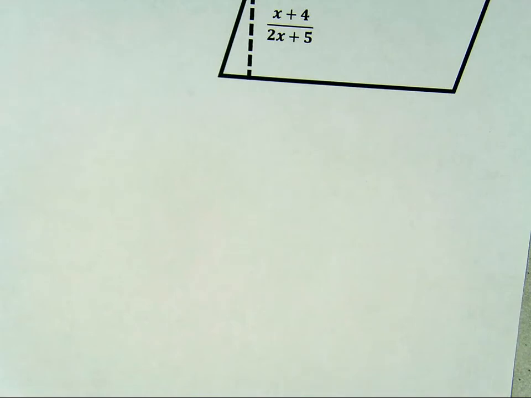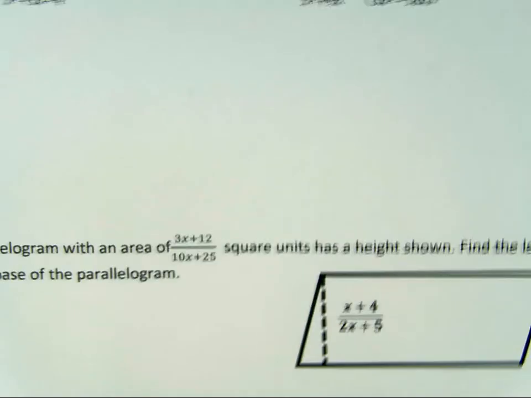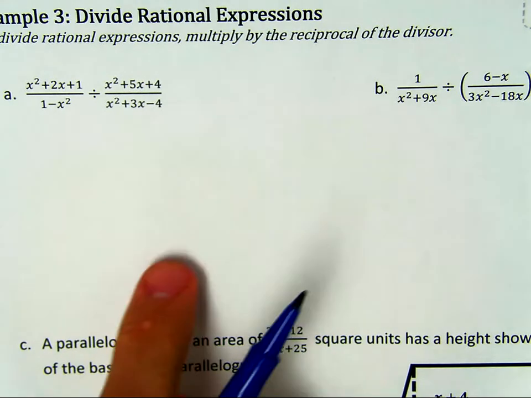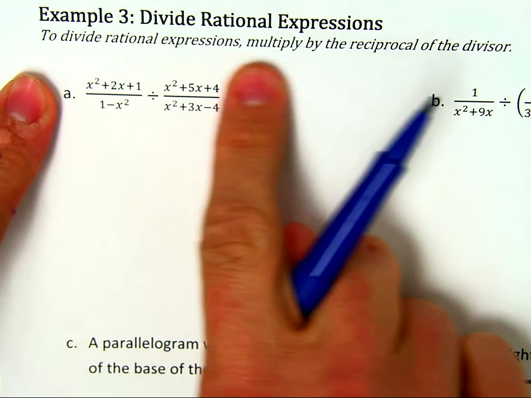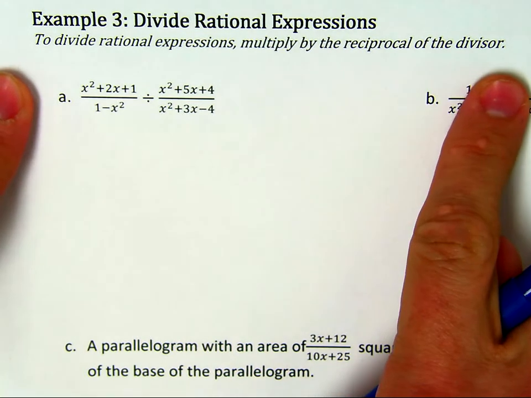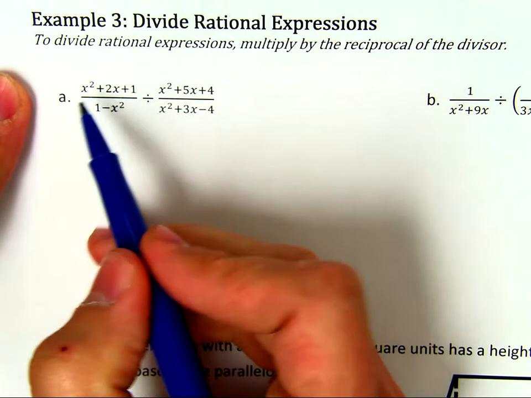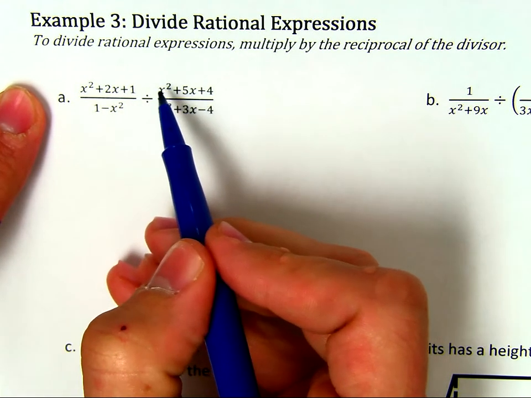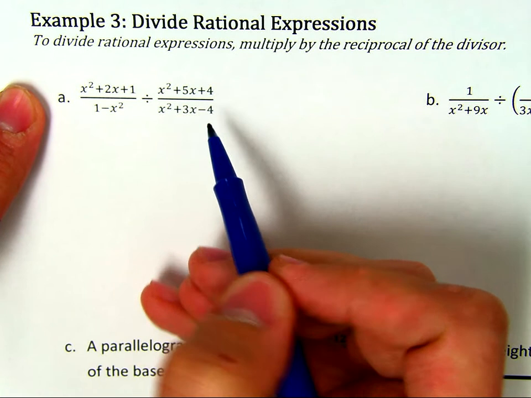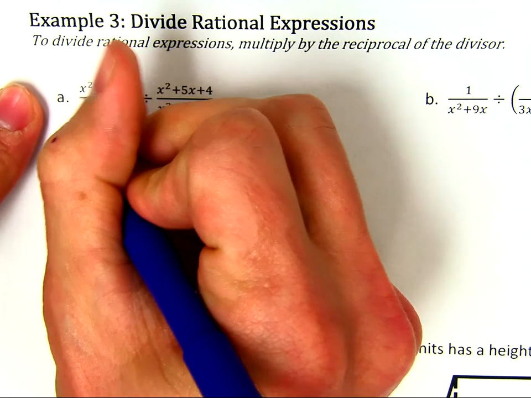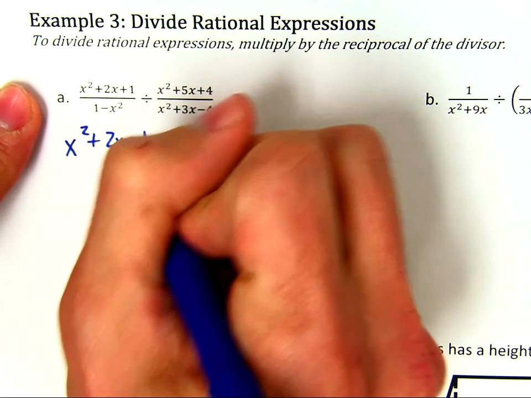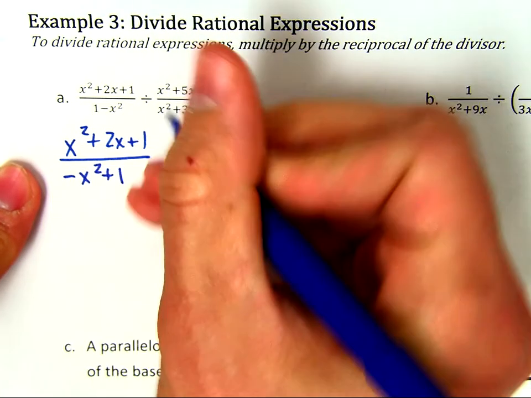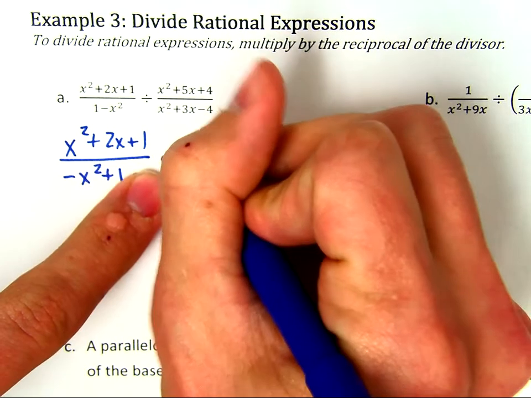Which leads us to division. Okay, division is very similar. To divide rational expressions, remember you multiply by the reciprocal of the divisor. So here we have x squared plus 2x plus 1 divided by 1 minus x squared divided by x squared plus 5x plus 4 over x squared plus 3x minus 4. So this is the same. I'm going to go ahead and rewrite this in standard form as negative x squared plus 1, multiplying by the reciprocal.